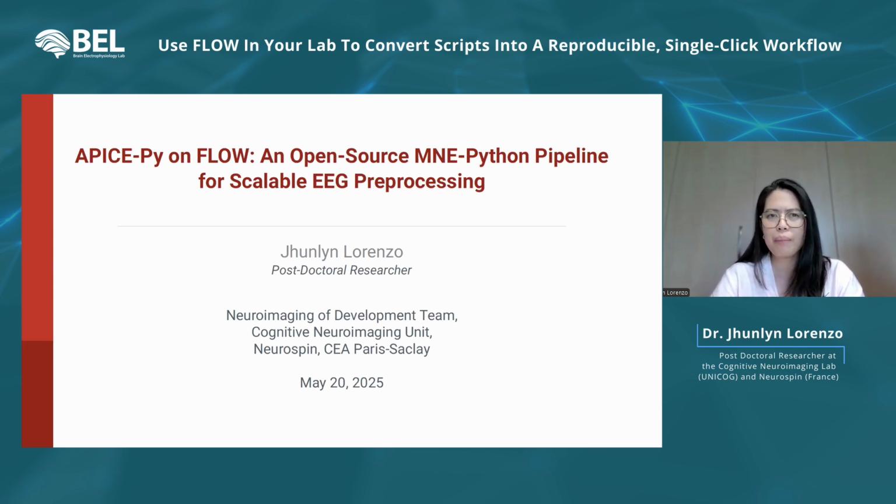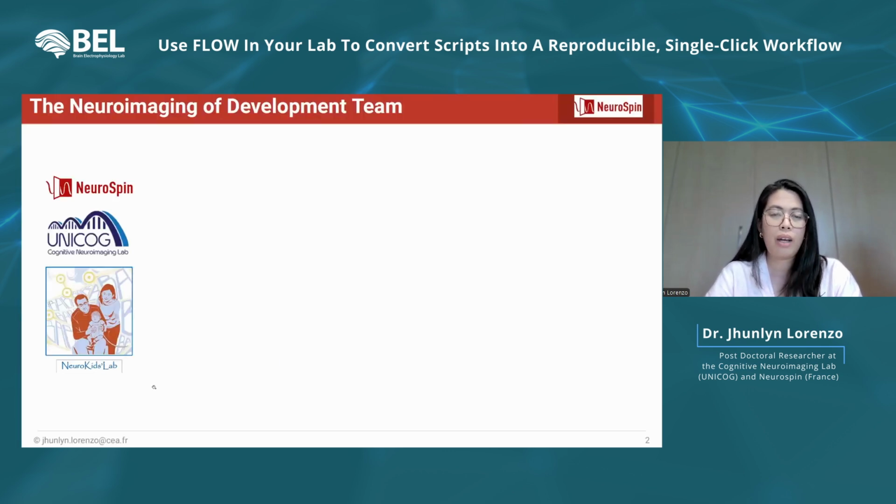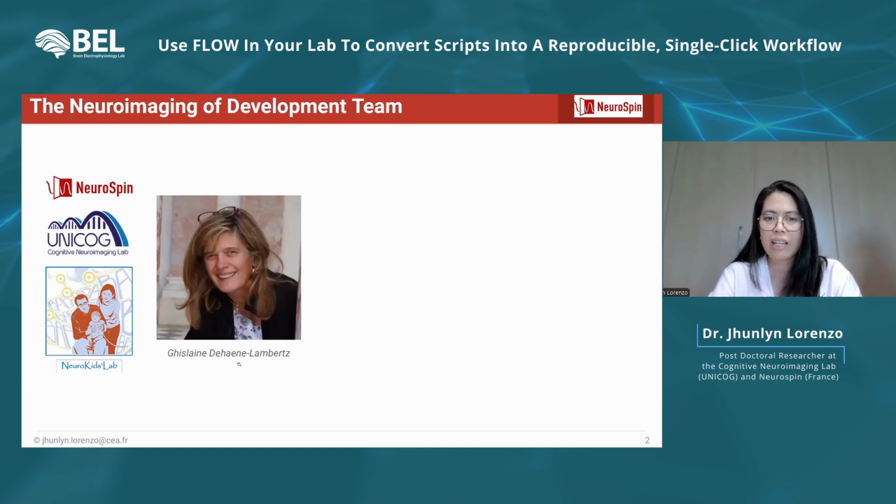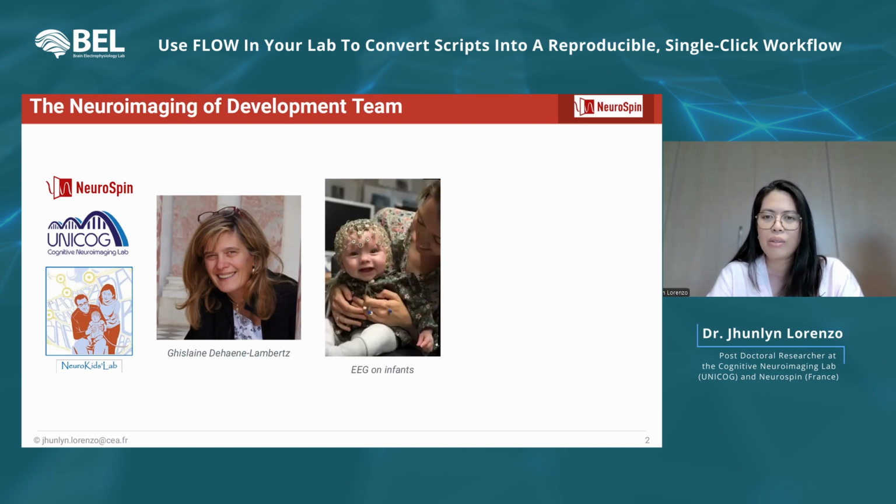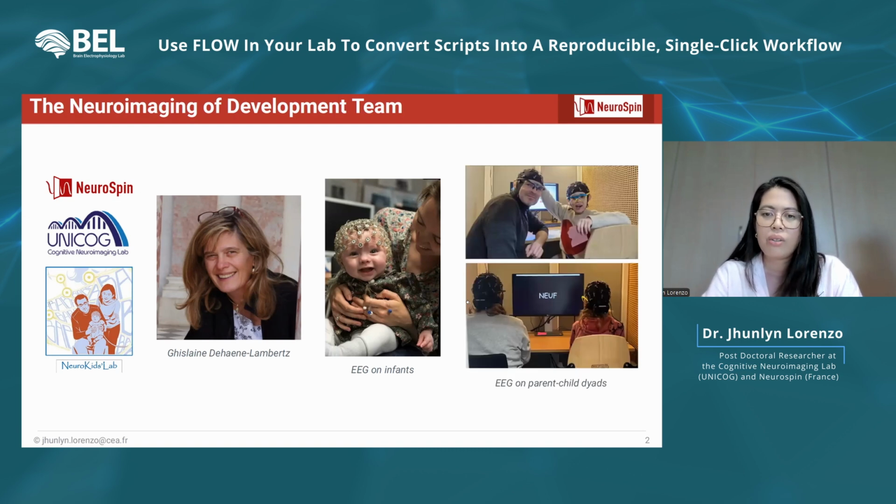and give you an overview on how we handle our EEG data. But first of all, I want to introduce to you our Neuroimaging of Development team, which is located in Neurospin and is part of the Cognitive Neuroimaging unit. It is headed by Ghislaine Diane-Lambert. Our team has an extensive experience in developmental research, given that Ghislaine here conducted the first ever EEG studies with babies. And nowadays, we have a wide range of research topics spanning from neonatal and infants EEG studies using high-density EEGs to children and adults hyperscanning studies using mobile EEGs.